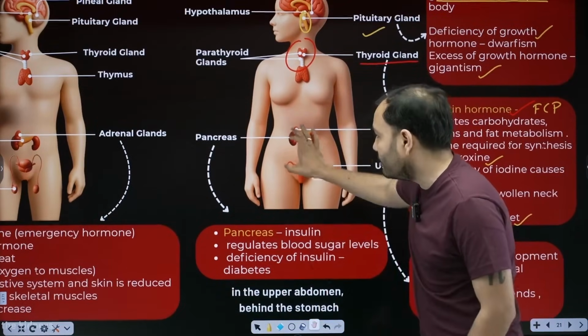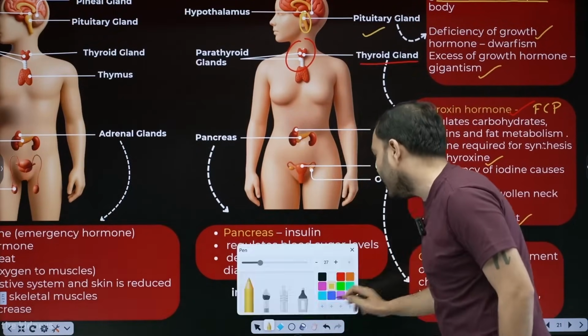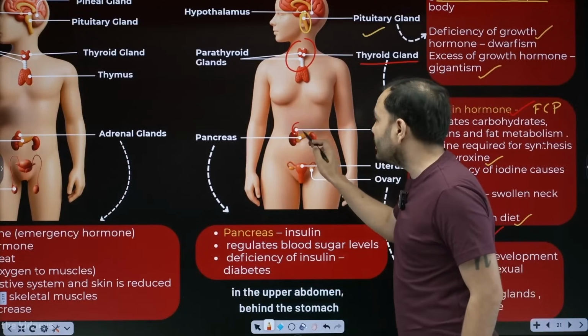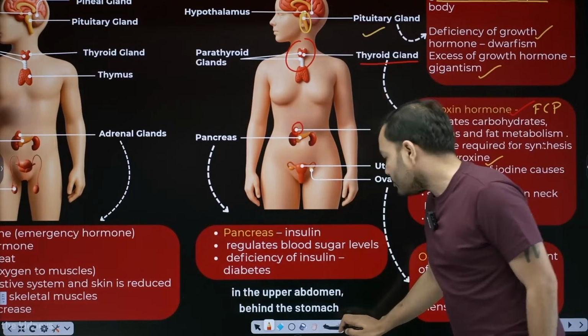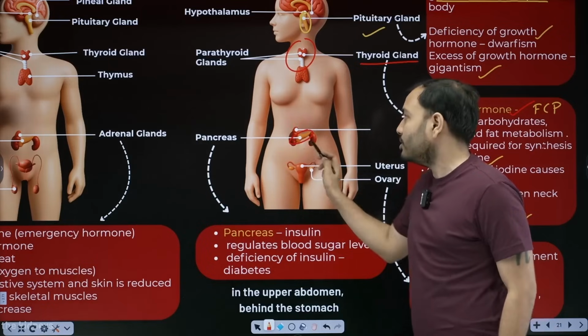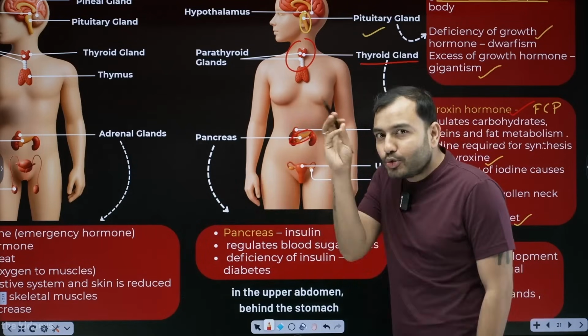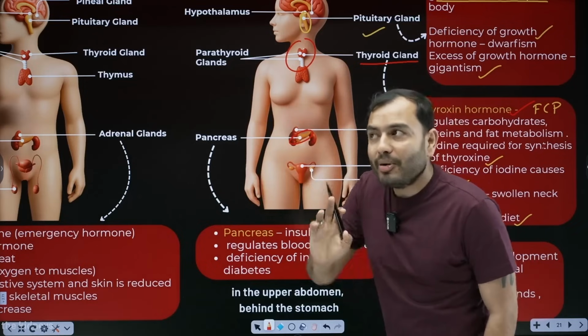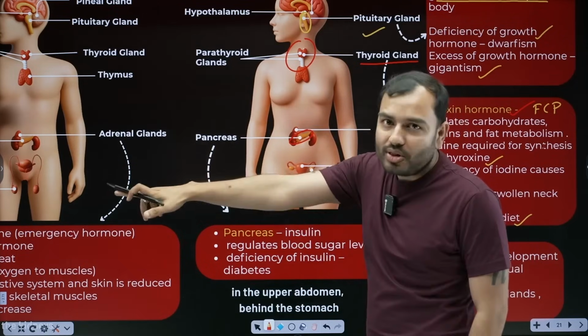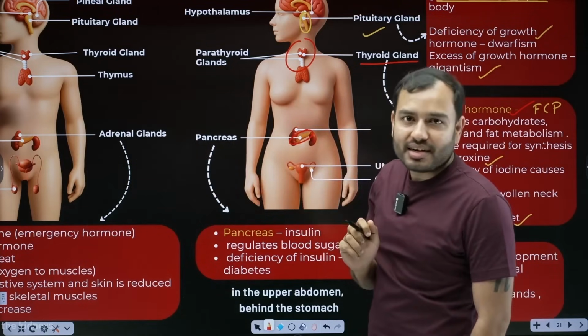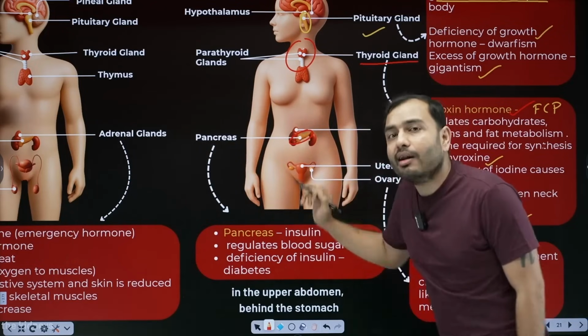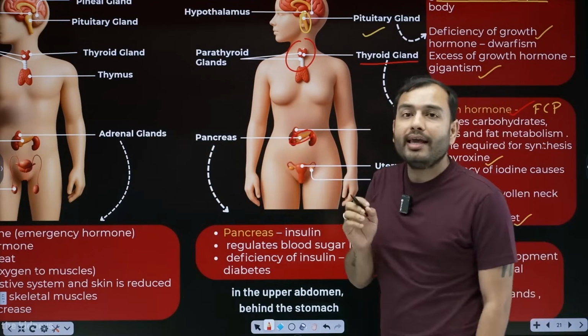The next gland we need to study is the pancreas. Here is the pancreas. You also studied the pancreas in the previous chapter. It releases pancreatic juice. It is a gland, but then we didn't call it an endocrine gland because pancreatic juice was not a hormone. The pancreas also releases a hormone which we call insulin.